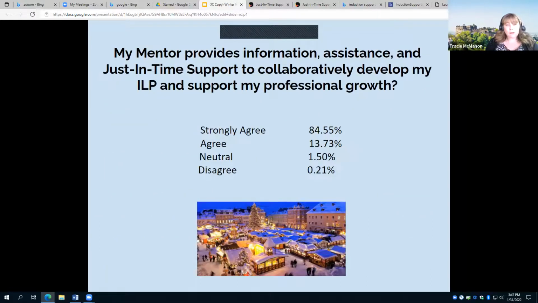My mentor provides information, assistance, and just-in-time support to collaboratively develop my ILP and support my professional growth. So this one, again, it's not as strong as the others, but pretty strong, right? And this one is that just-in-time support. So two things here. First of all, they may not have really known what that meant. And secondly, we're not, as mentors, as comfortable with or as used to giving that just-in-time support, right? So maybe that is where those numbers drop a little bit in this section.